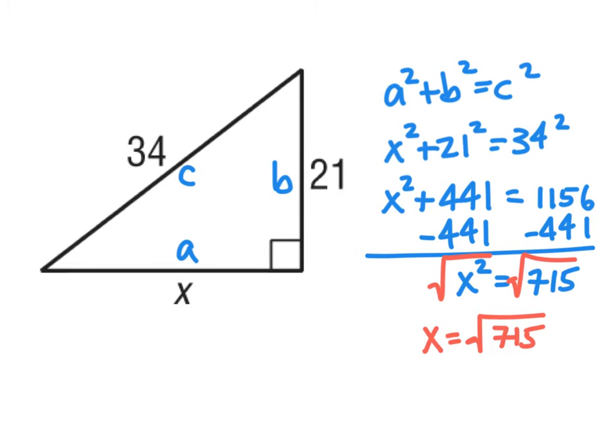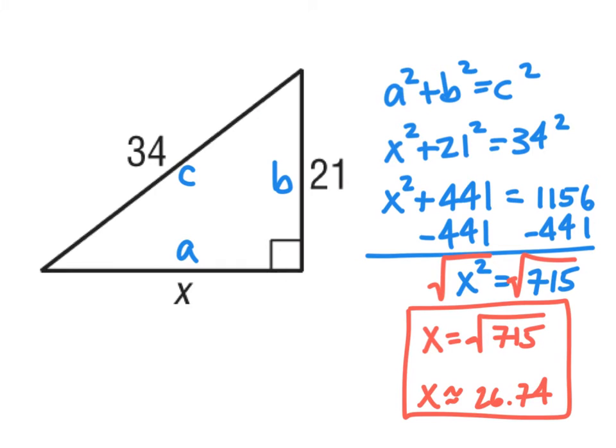Okay, and let me see if we can simplify that. And this one I can't seem to simplify at all, but let's just go ahead and take the square root of 715. And we end up getting an approximate value for x, that x is approximately 26.74, okay? So these are your answers. This is an exact value, and this is an approximate value. So let's go ahead and take a look at number 3.